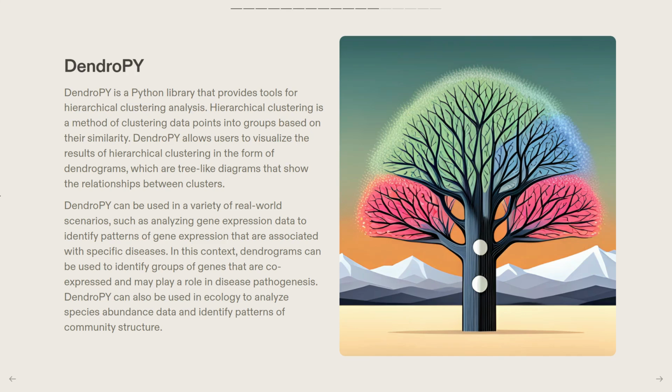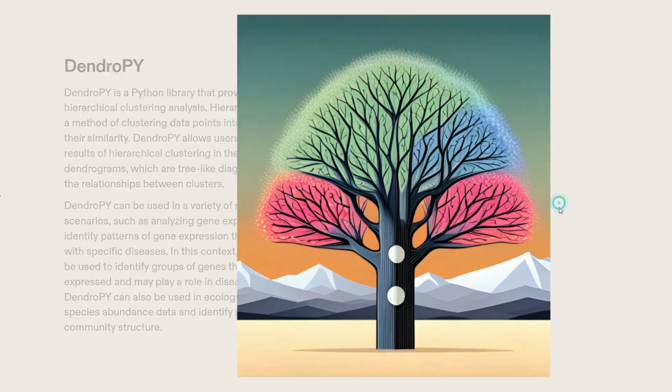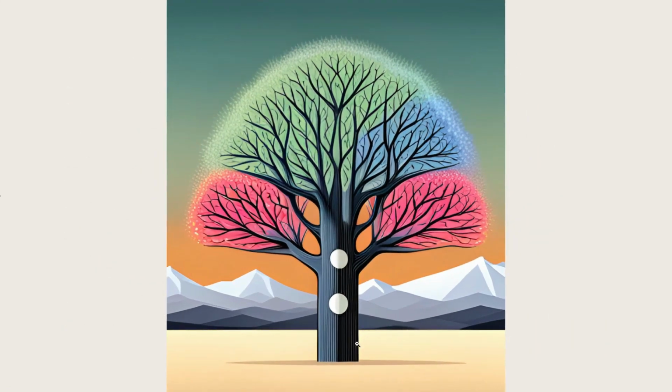DendroPy can be used in a variety of real-world scenarios such as analyzing gene expression data, identifying patterns of gene expression, and those associated with specific diseases. In this context, a dendrogram can be used to identify a group of genes that are co-expressed and may play a role in disease pathogenesis. So DendroPy can also be used in ecology to analyze species abundance data and identify patterns of community structure, just like this, which is shown in the figure. You are seeing the red color branches of dendrograms and green, blue, then again red.